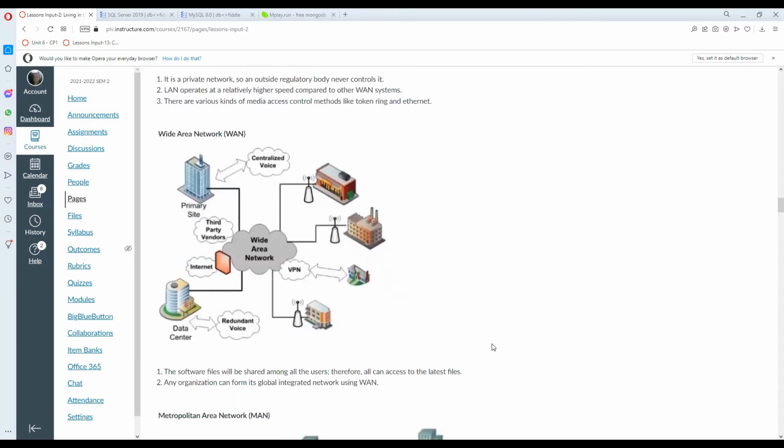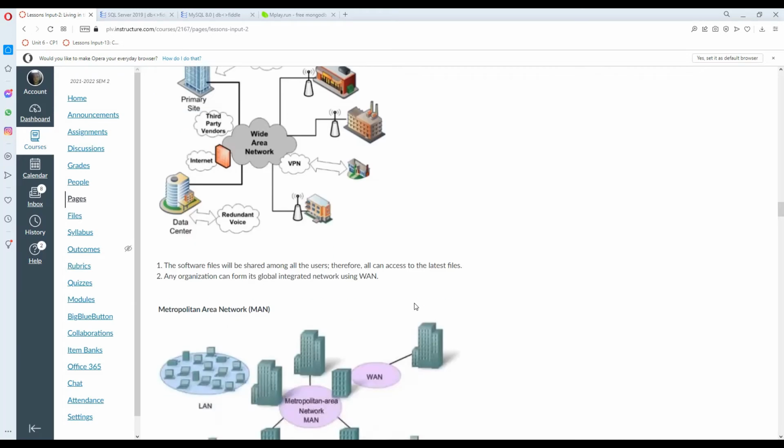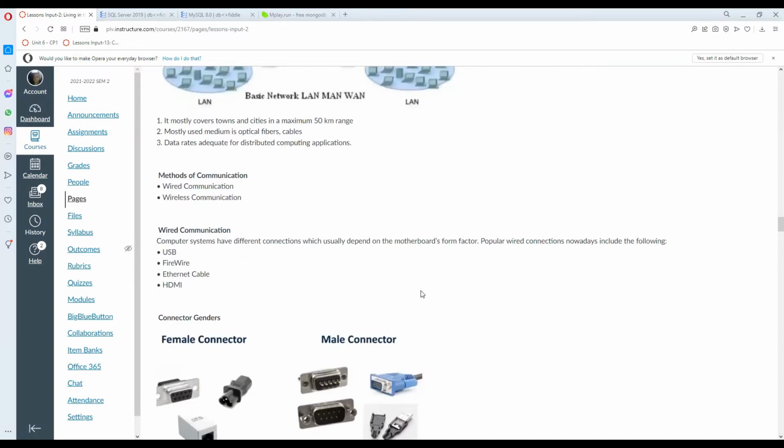Wide area network. So in a wide area network, the software files will be shared among all users. Therefore, all can access the latest files. And any organization can form its global integrated network using WAN. MAN, Metropolitan Area Network, covers cities in a maximum of 50 kilometers. The medium used is optic fibers or cables, with data rates adequate for distributed computing applications.